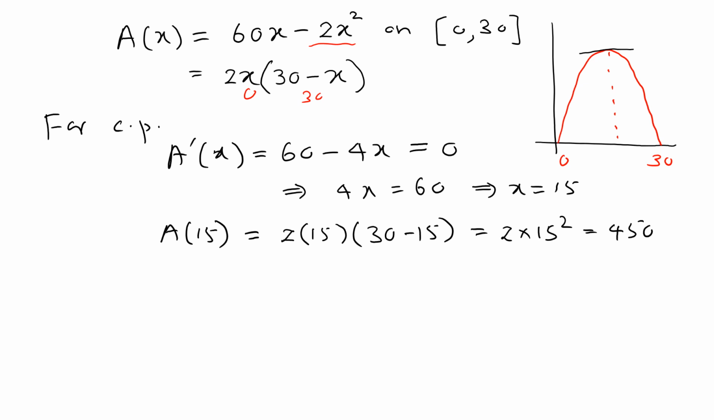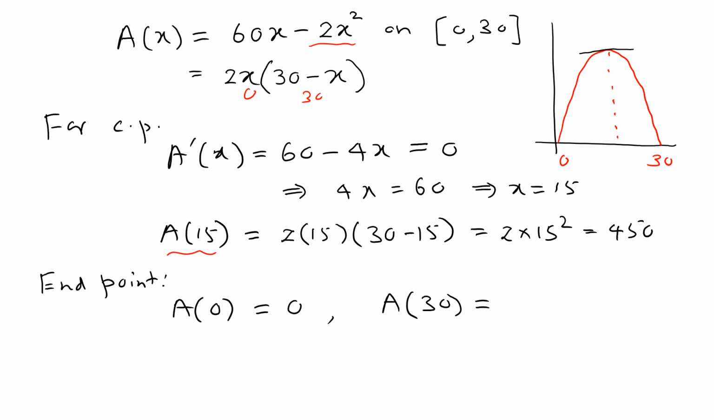Next, we evaluate at the endpoints. We first evaluated at the critical point, now the endpoints. For this one we use the factored form. One endpoint is 0, and if you look at the factored form, it is 0. The other endpoint is 30, and again, in the factored form, it is 0 again. So for the endpoints you get 0. It's very clear from the graph too. That's the area. So if you don't want to use calculus, that's the other approach.